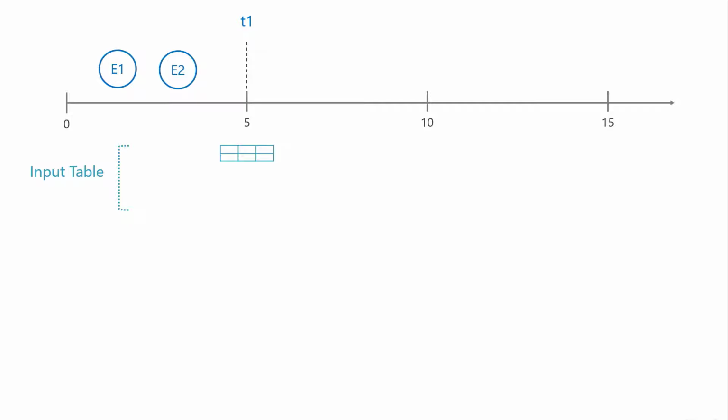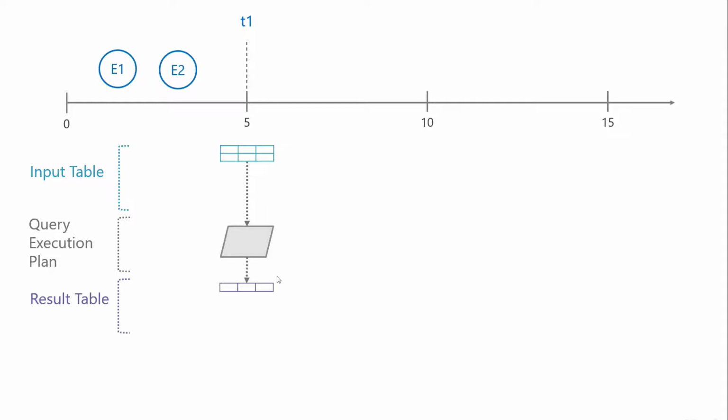Now on this input table, let's assume we are running a query where we want to filter the records. All right. On this input table, or the unbounded data set, Spark will go ahead and run the query execution plan. Now this input table is in memory. And once you run this query execution plan on this input table, it will give you a result table. Again, the result table is also in memory.